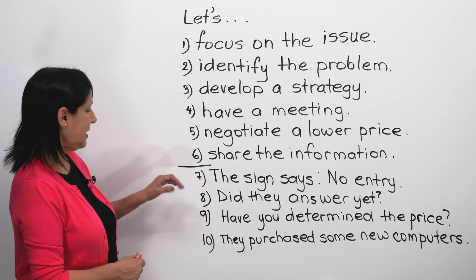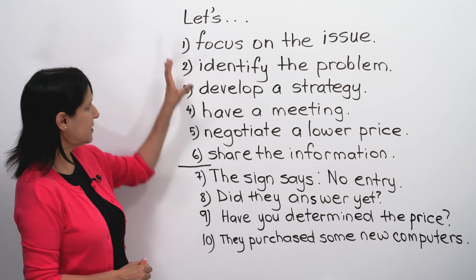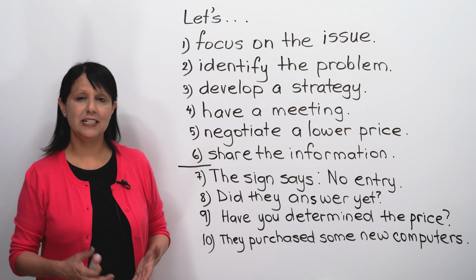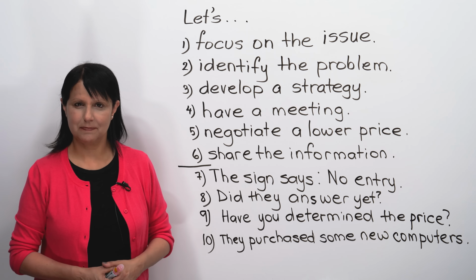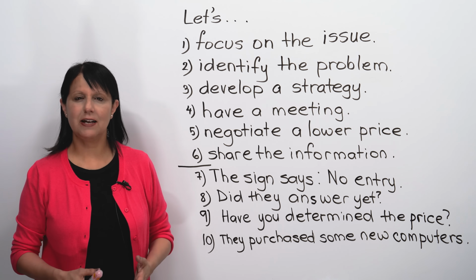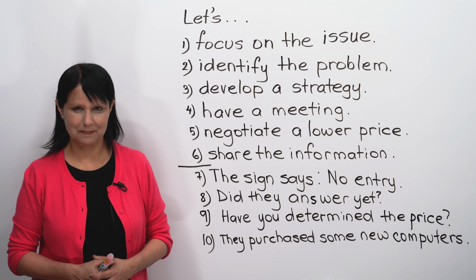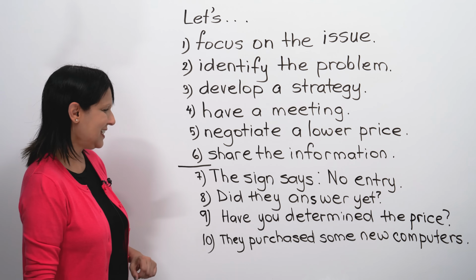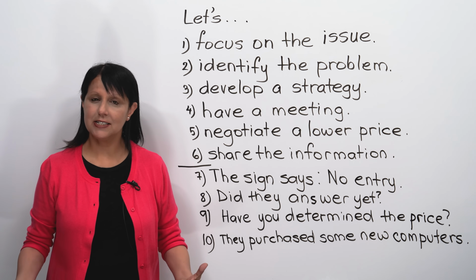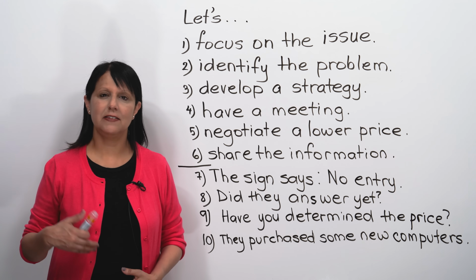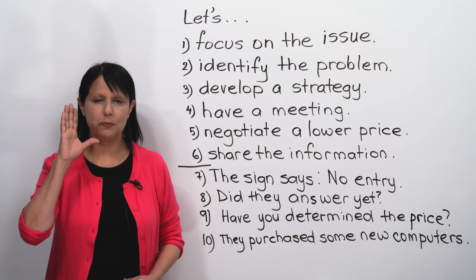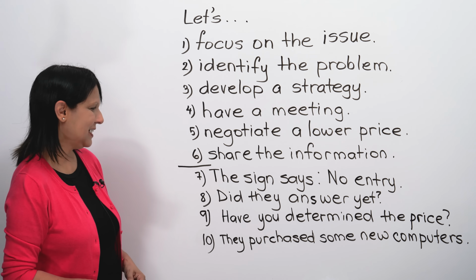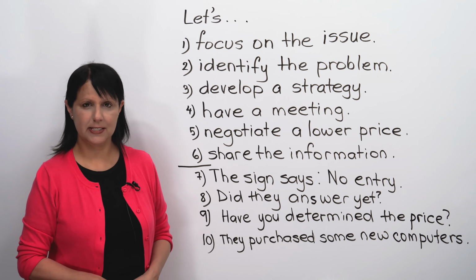Good. Now, we're just going to look at some sentences by themselves that don't start with let's. Okay? Number 7, the sign says no entry. Okay, make sure you're saying says and not that other word. Number 8, did they answer yet? Did they answer yet? Don't be afraid to open your mouth. Answer. Okay, good.